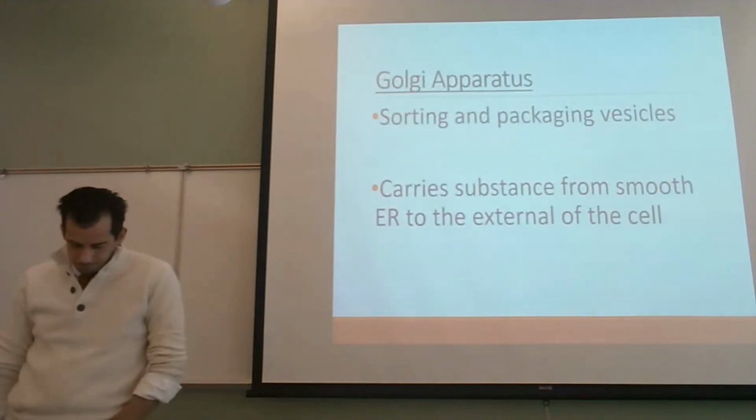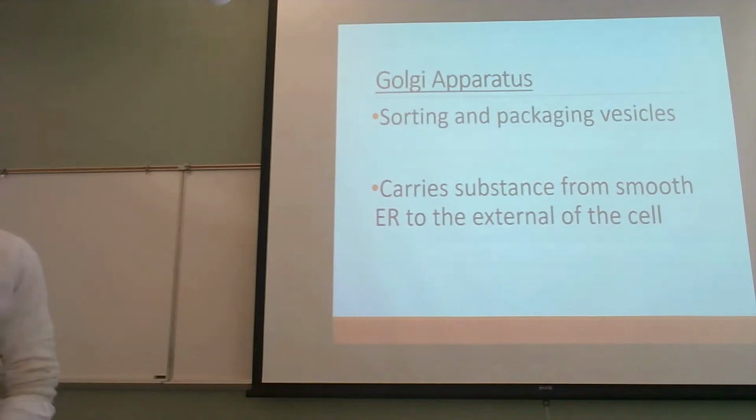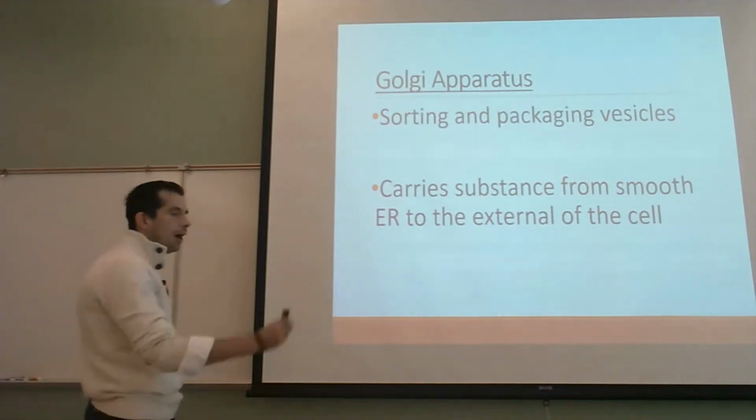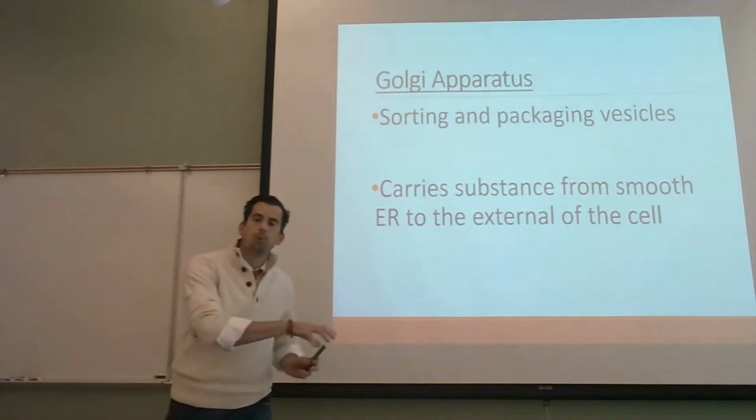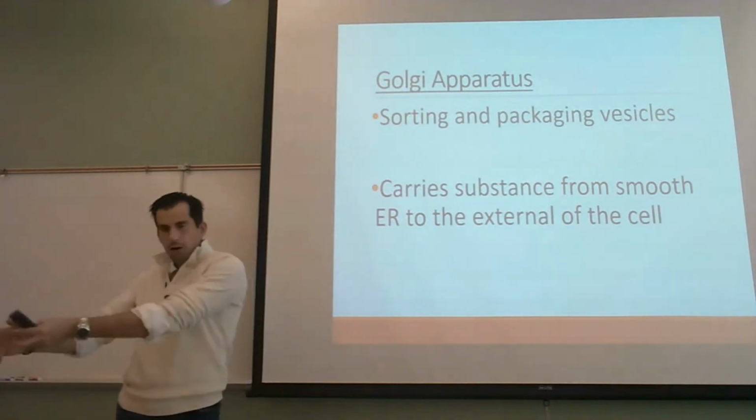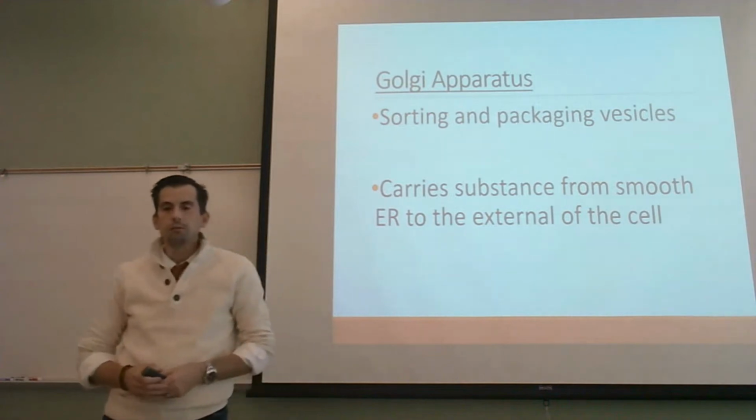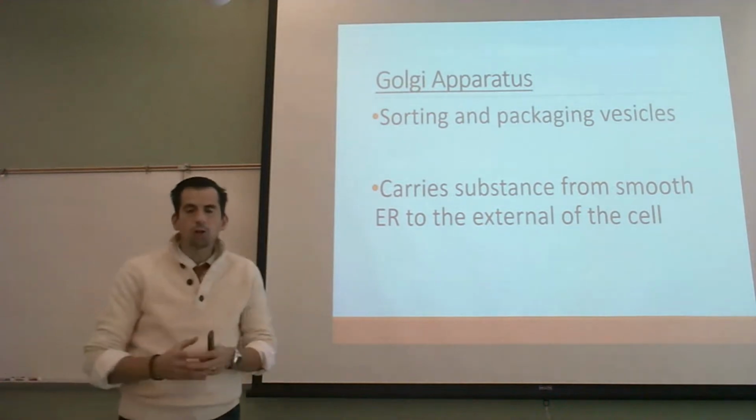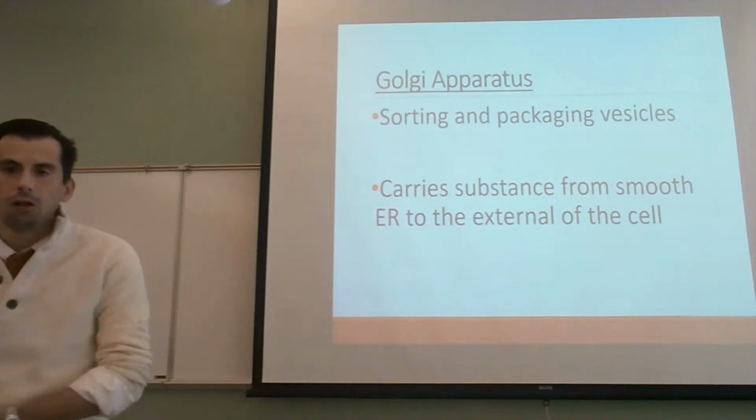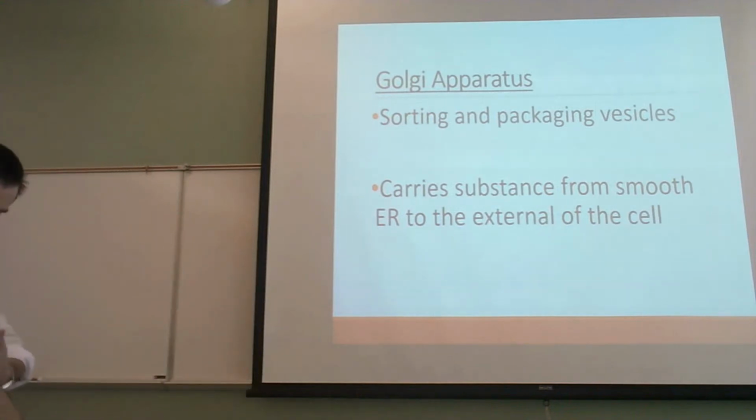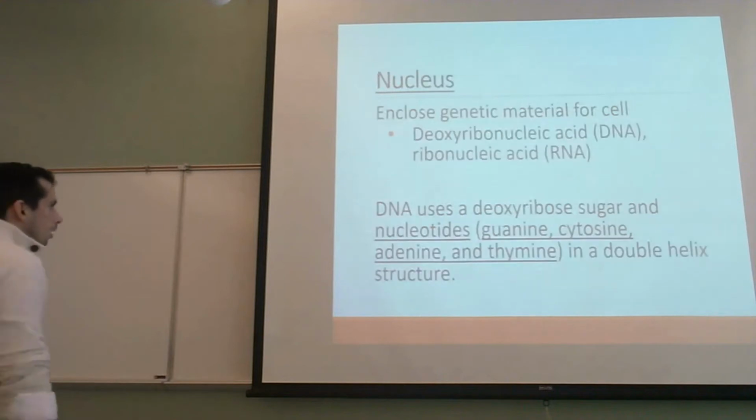The Golgi apparatus. Sometimes you'll see this called the Golgi complex. It's a packaging and sorting organelle, again closely associated with the endoplasmic reticulum. We transport within the cell, then we can package and save. We could package together waste products to be later removed from the cell. So this is a packaging and sorting organelle.